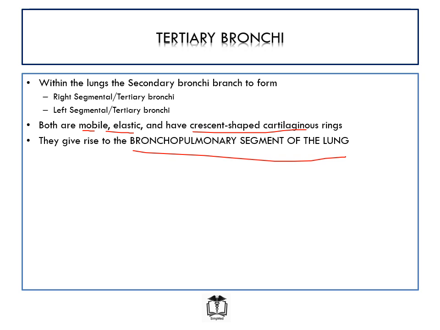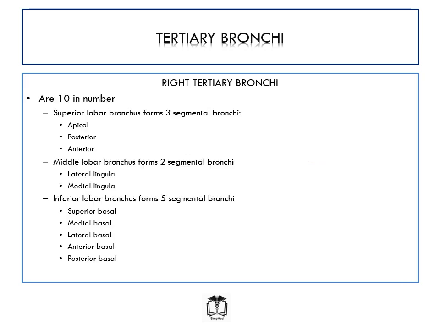The tertiary bronchus would eventually divide to form the bronchopulmonary segment. The bronchopulmonary segment is just a fancy way of saying the bronchioles and the alveoli of the lungs alongside some other minor structures. We have 10 major right tertiary bronchi. Each of these are usually numbered and they feed off into different parts of the lungs.